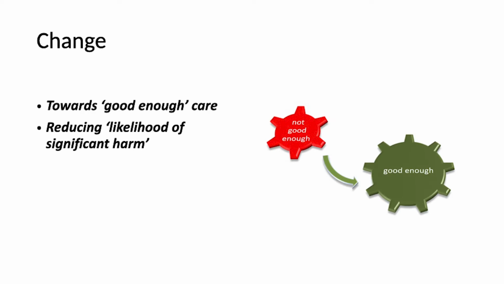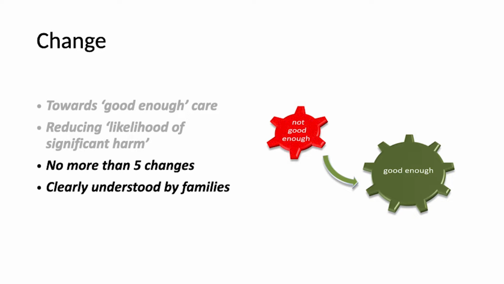When we talk about change in effective child protection, there are a few key principles we need to remember. Firstly, when we talk about change, we are focusing on moving from care which is not good enough, to care which is good enough. Moving from a concern about the likelihood of significant harm to circumstances where significant harm is no longer likely. And the change we're focusing on is directly linked to the risk of significant harm. It is those changes which are of interest in effective child protection.